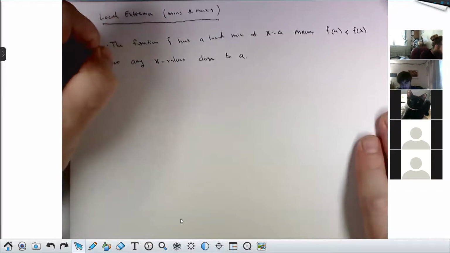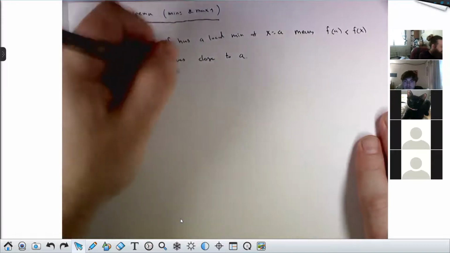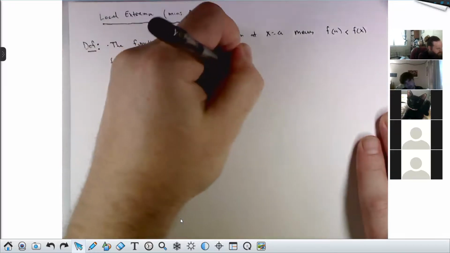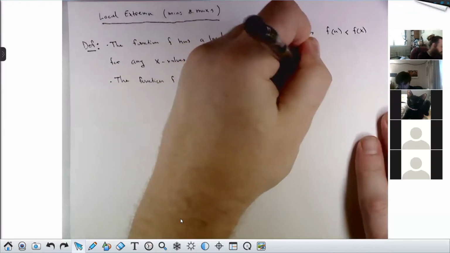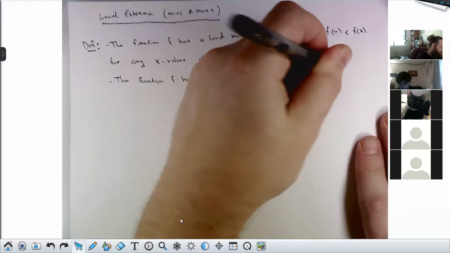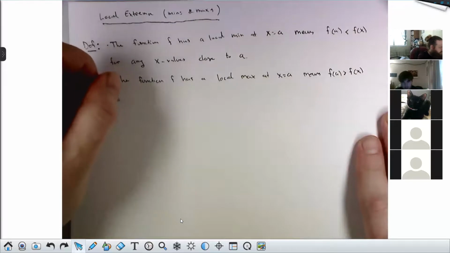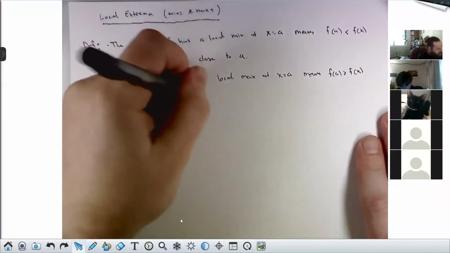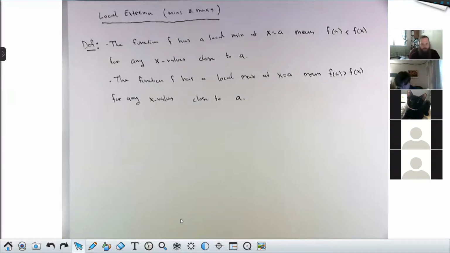And we say the function f has a local max at x equals a. You just turn the inequality over. That means f of a should be bigger than f of x for any x values close to a. So I'll draw a separate picture for each of these and try to convince you that the inequalities are reasonable and what they should be.